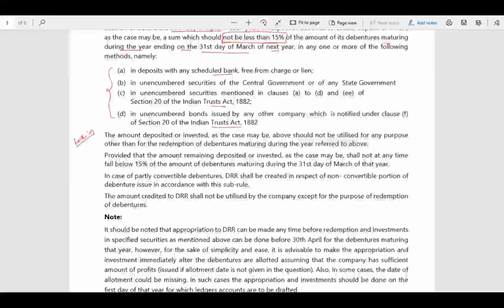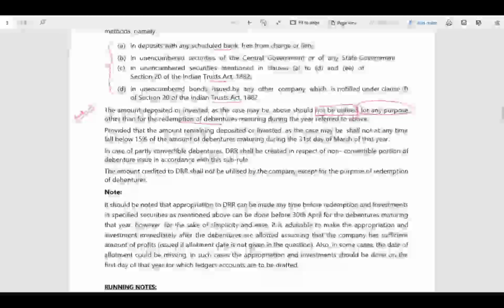So the amount deposited or invested, as the case may be, above should not be utilized for any purpose other than the redemption of debentures maturing during the year. This is what the source has said. Since you have created that amount for the time of redemption, at least 15% investment you're supposed to make. You sell the investment or realize the investment, and out of whatever comes, you use it. Correspondingly, the DRR you have created, that is notionally for security purposes, my dear friends, after redemption will be transferred back again to general reserve only. That entry, when we go, you will understand.